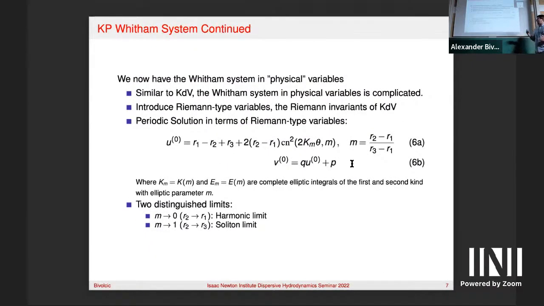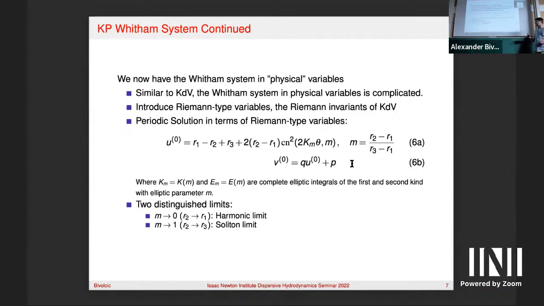So at that point in the derivation, you would have the Whitham system in physical variables, just like KDV. The system in physical variables is very complicated, so it's not up on the screen. What we do instead is introduce what we're calling Riemann type variables. These are actually the Riemann invariants of KDV. Since KP is a 2D analog of KDV, this simplifies the system immensely. Right? It really helps out. And we can get our periodic traveling wave solution in terms of these, as well as the elliptic parameter.